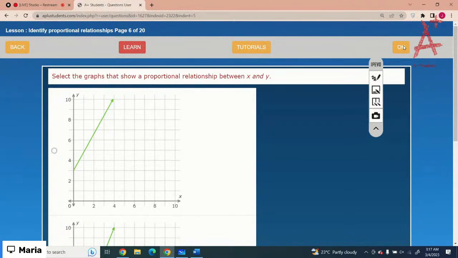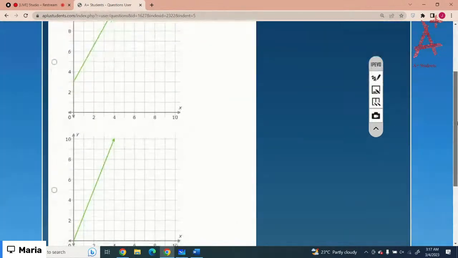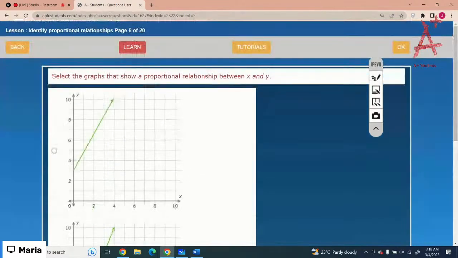Select the graph that shows a proportional relationship between x and y. So, which is the correct option? Option number one or option number two? Option number two is the correct option. Got it? Because that is the one that passes through the origin and is a straight line. So, option number two is the correct option. Got it?